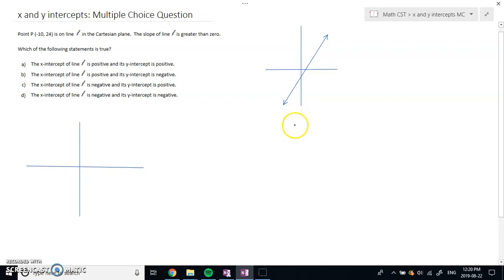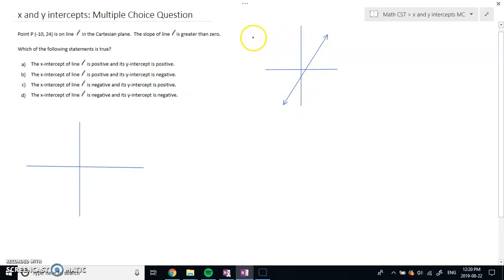Hi folks! Right now I'm going to talk a little bit about x and y intercepts, which often comes up as a multiple choice question on the CST exam, but sometimes is part of long answer questions, so we really need to attend to it. What is an x and a y intercept?